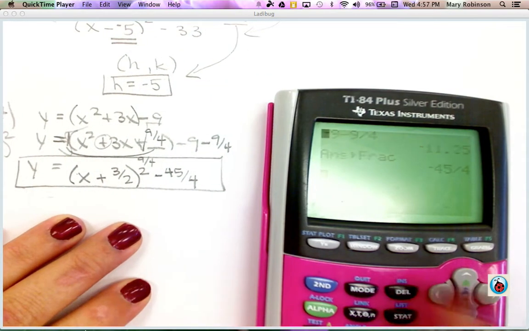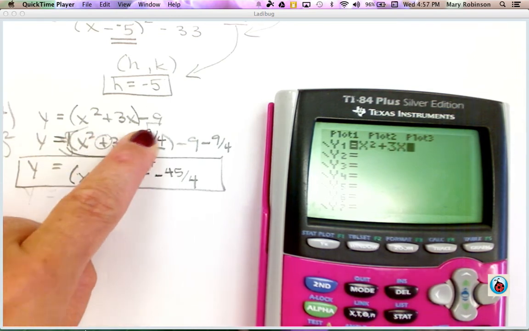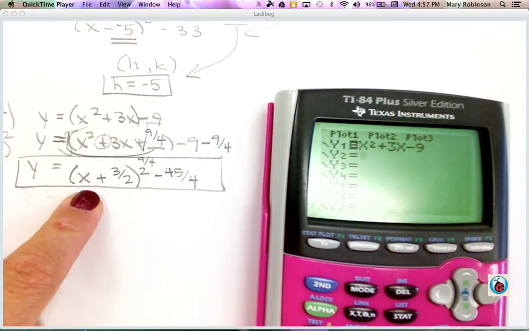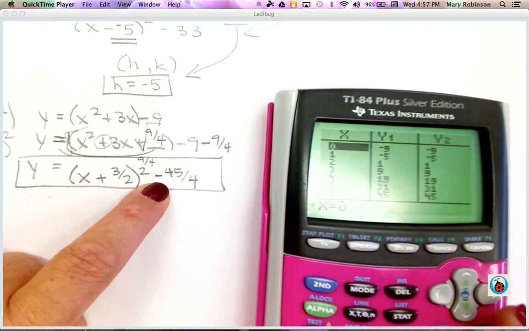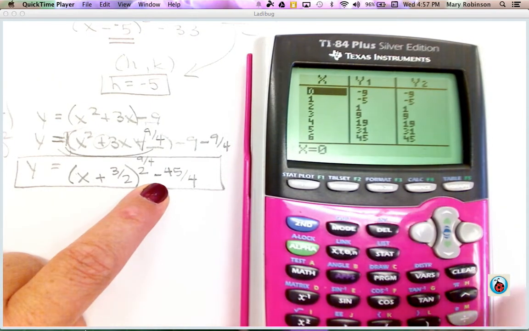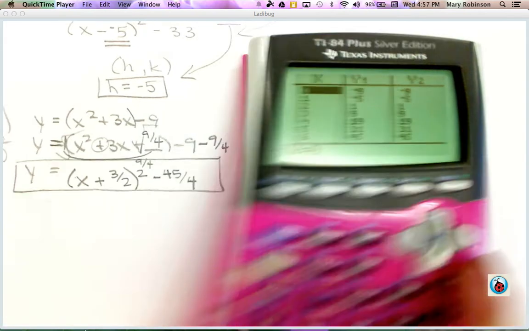So remember to verify on your test that you put in standard form, so x squared plus 3x minus 9, and down here, x plus 3/2 squared minus 45/4. And if you've done it right, then when you check your table, your y1 and your y2 values will be exactly the same.